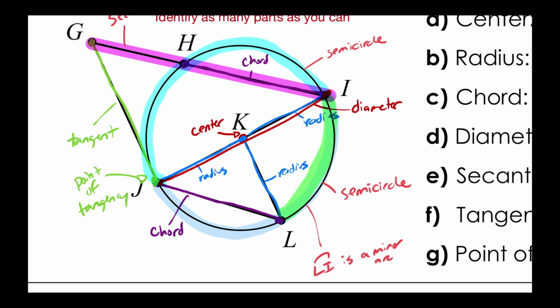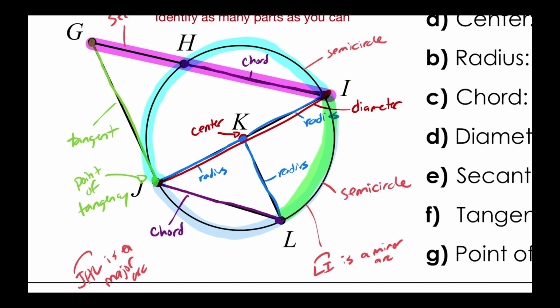JH is a minor arc, right? We already did a minor arc. Can someone tell me a major arc? Remember, minor arcs have two letters like this. LI, JH. JL is another minor arc. HI is another minor arc. Major arcs have three letters like, how about JHL. JHL, that's a major arc. So we can say arc JHL is a major arc because it's bigger than half. It's bigger than 180 degrees.